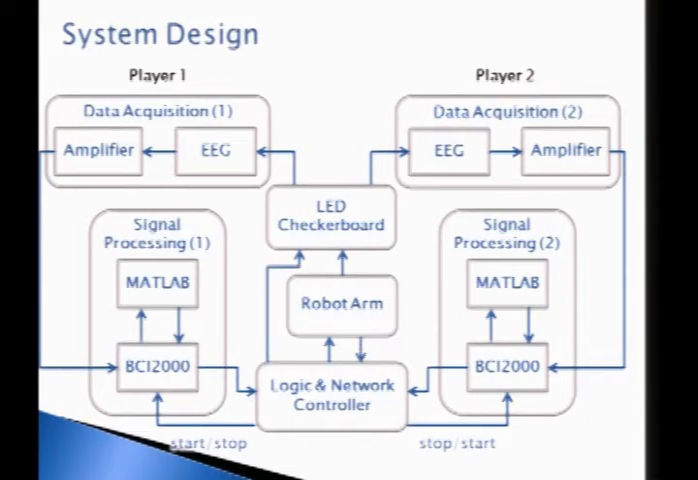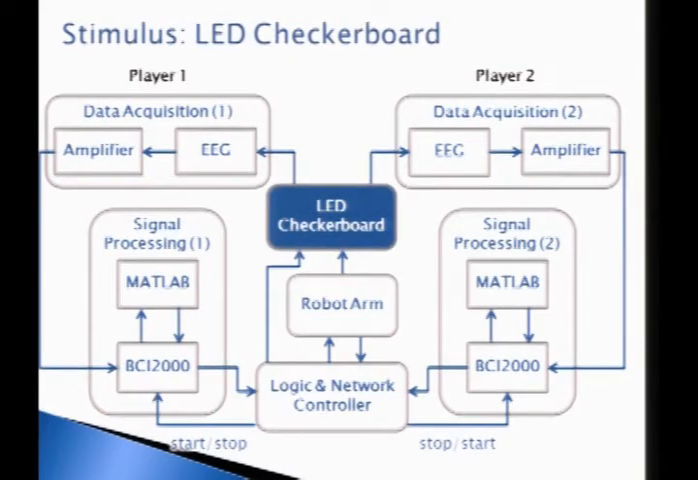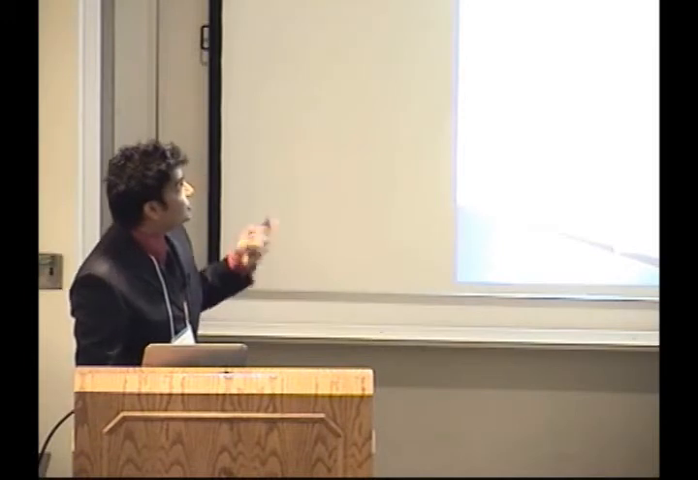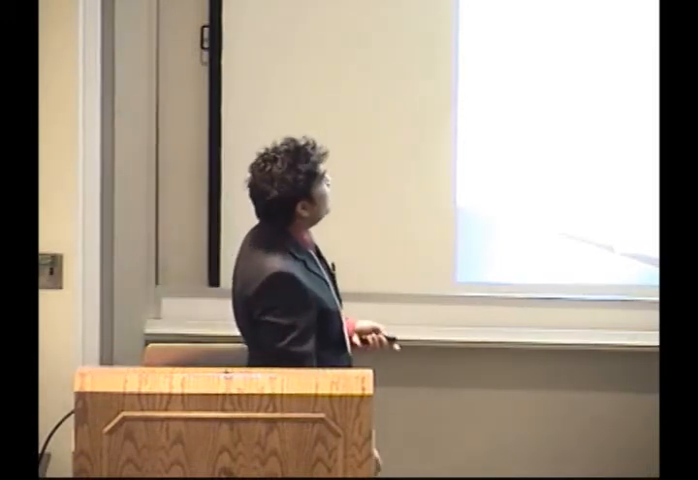in the system. And then finally, once the robot arm completes its movement, it sends the signal back to the logic controller to change turns and update the board movement. And then finally, it sends the next set of movements to the LED checkerboard for the new set of stimuli. So let's first talk about the LED checkerboard.